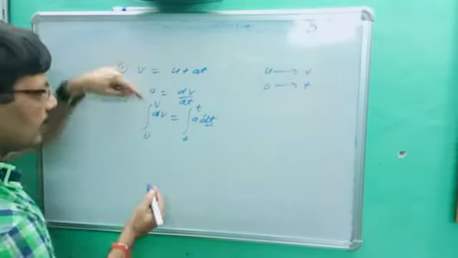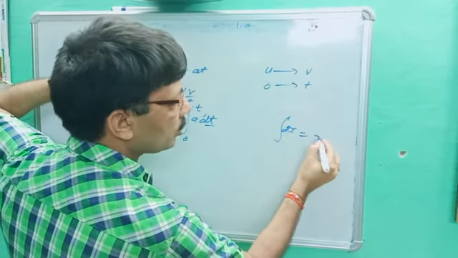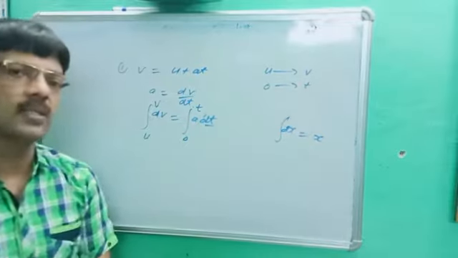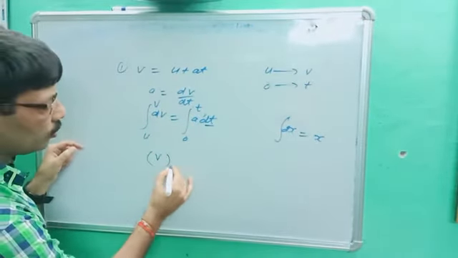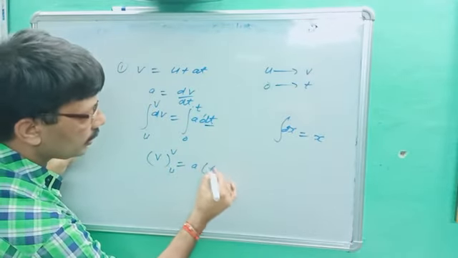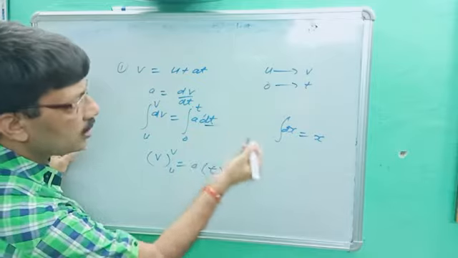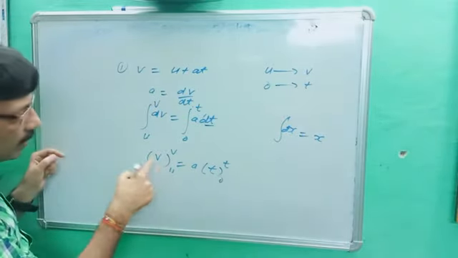What is the integration of dV? You have to know the formula: integration of dx is equal to x. This is the integration formula. So the integration of dV is V, with limit U to V, is equal to, A is constant, the integration of dt, which is t, with limit 0 to t, higher limit minus lower limit.